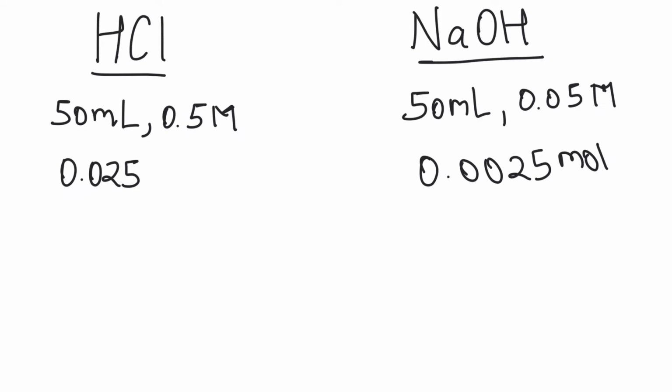Alright, so on the screen you will notice that I have made 2 little columns, hydrochloric acid and sodium hydroxide. I wrote down what I have, what was given to me in the problem, which was 50 mils of each chemical and their respective concentrations. And so what I did was I multiplied the volume and the molarity for both chemicals, and I came out with moles of hydrochloric acid and moles of sodium hydroxide.